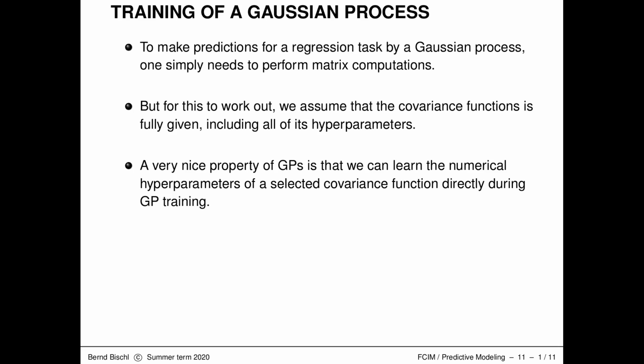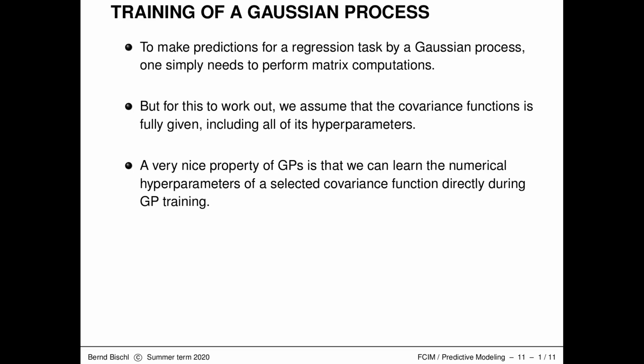So, as we have learned before, we can now make simple predictions for a Gaussian process regression task by simple matrix computation operations. So very simple linear algebra. We can compute the predictive distributions at one or multiple arbitrary test locations after having observed a bunch of training data points for our Gaussian process. But for this to work out, we have so far assumed that the covariance function is fully specified, including all of its hyperparameters. And that's a somewhat unrealistic assumption.